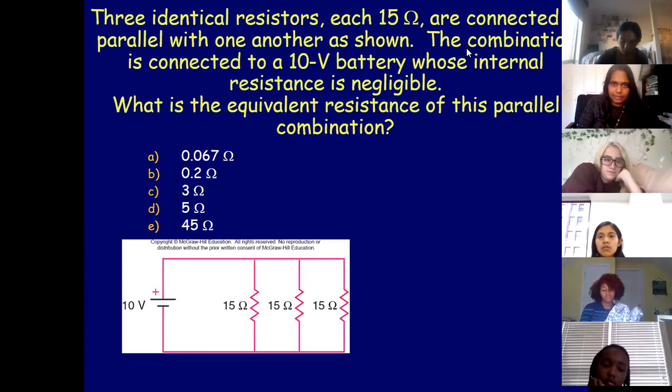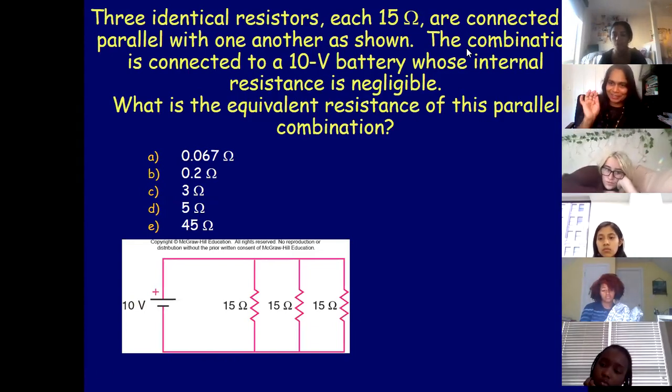So there are 3 identical resistors, each 15 ohm, and they are connected in parallel with one another. Then this is connected to a 10 volt battery, and internal resistances are negligible. That means these are ideal wires, ideal resistors, and an ideal battery, so there's no internal resistance from each component. Whatever the given value is, that's it.